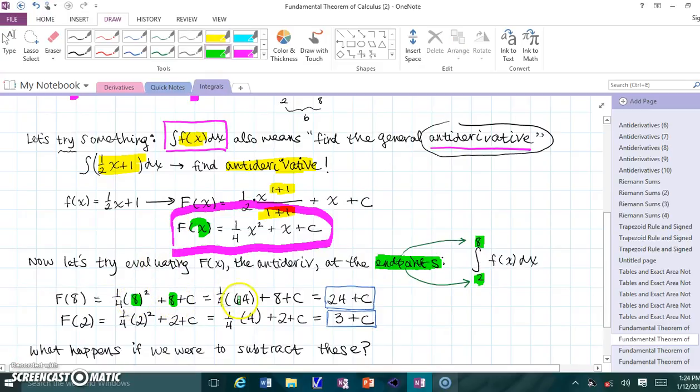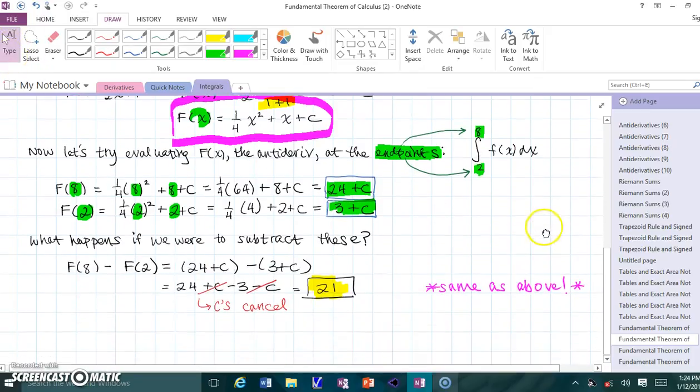So whenever you do this, follow along with the math. Don't just blindly copy it. Make sure you realize what I'm doing. I'm evaluating my antiderivative at the upper point and the lower point, and I'm getting these two numbers. And now, we're again still exploring here. Let's try subtracting them and see what happens.